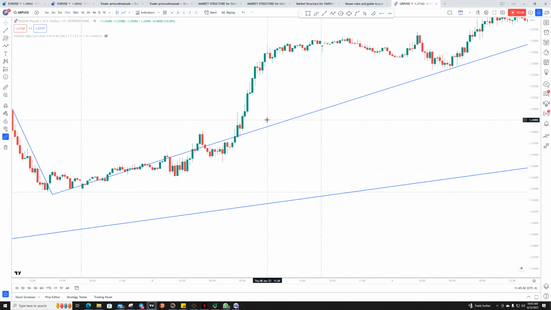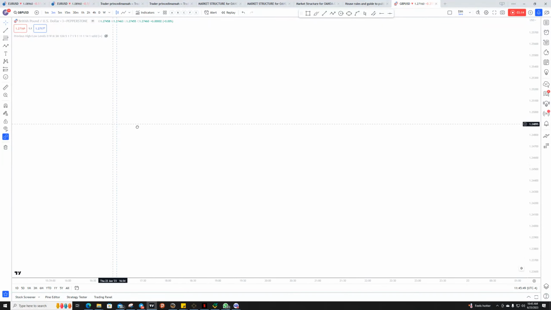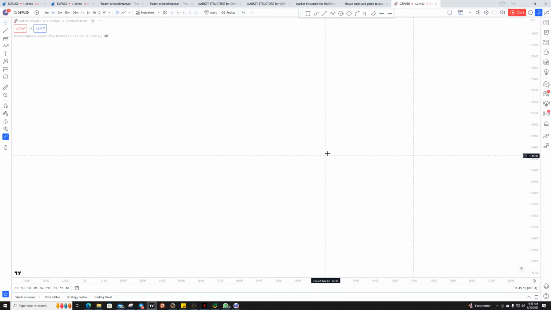And then the market can break it down into more pieces, into more details. So when you go to a 3 minutes, where is the chart? It's missing. It's right up here.